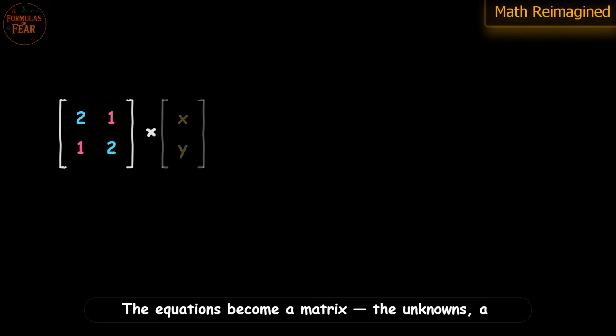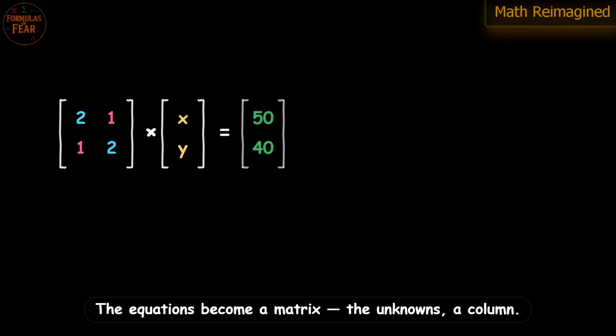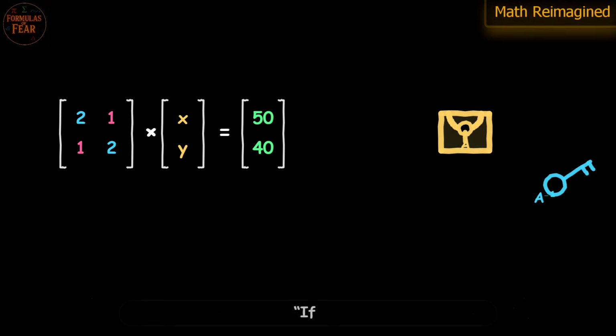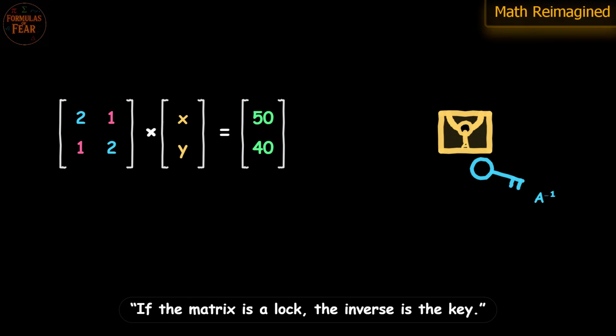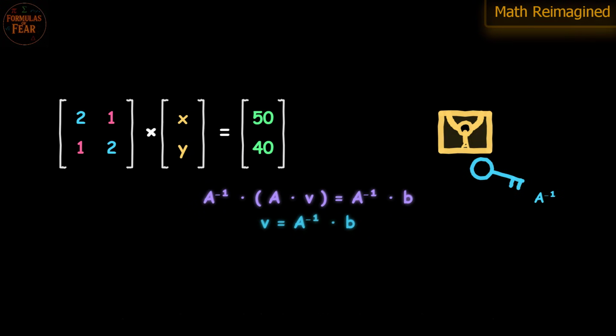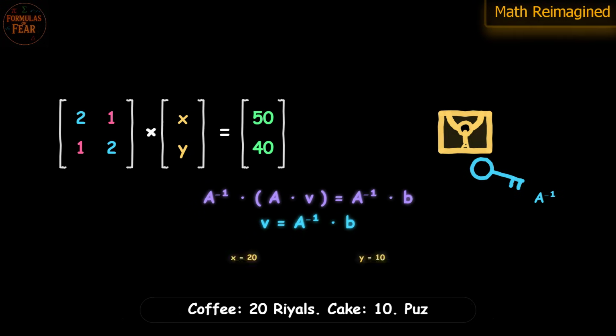Don't worry about the word inverse. Think of it like this. If the original matrix is a lock, the inverse matrix is the key. We put the key into the lock, it opens, and we get x and y directly. In our example, the coffee is 20 reals, and the cake is 10 reals.